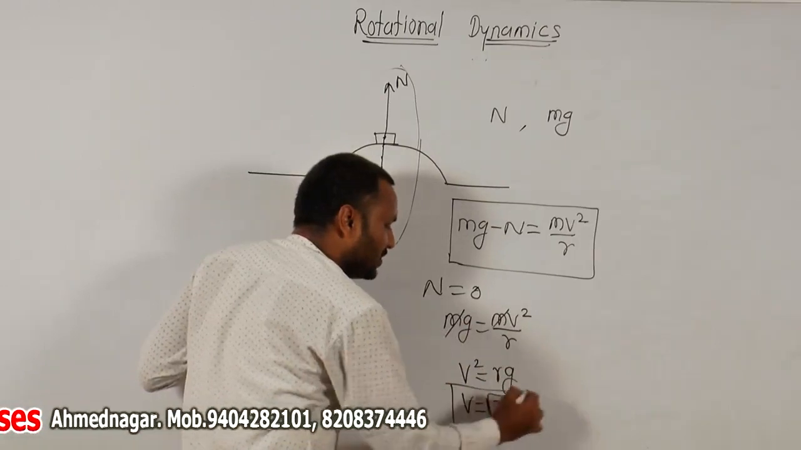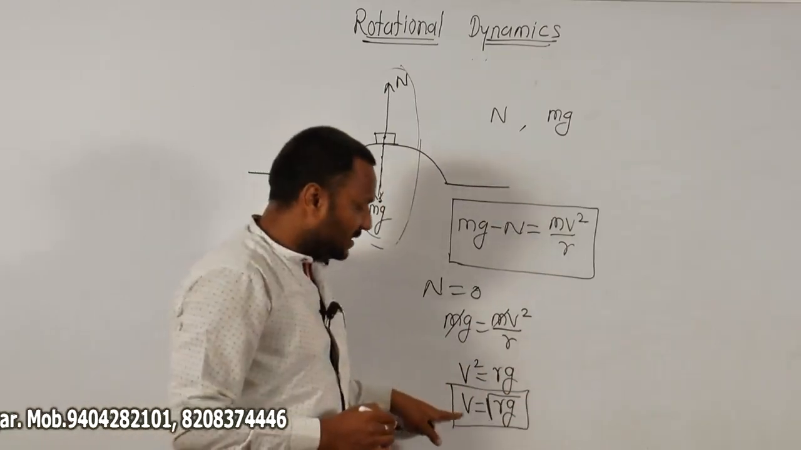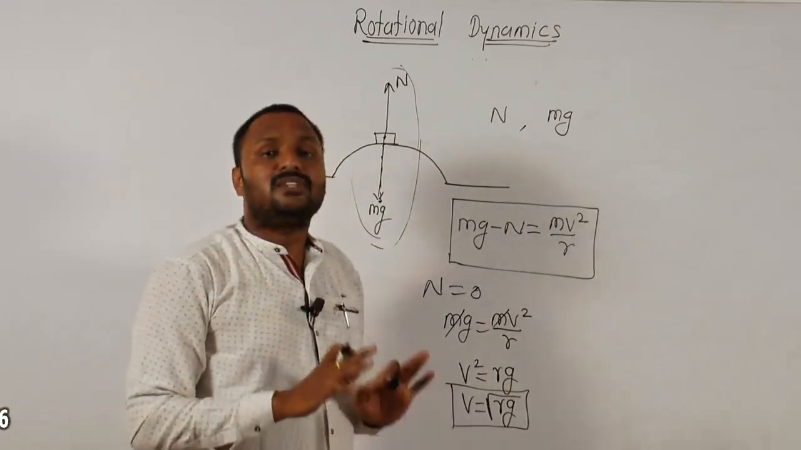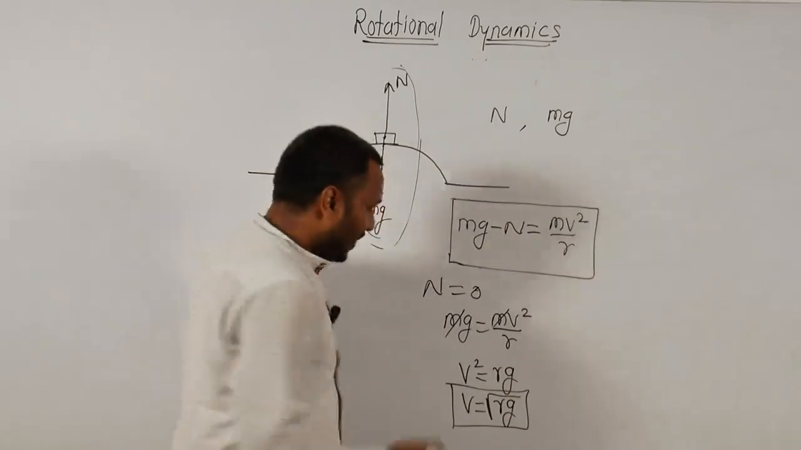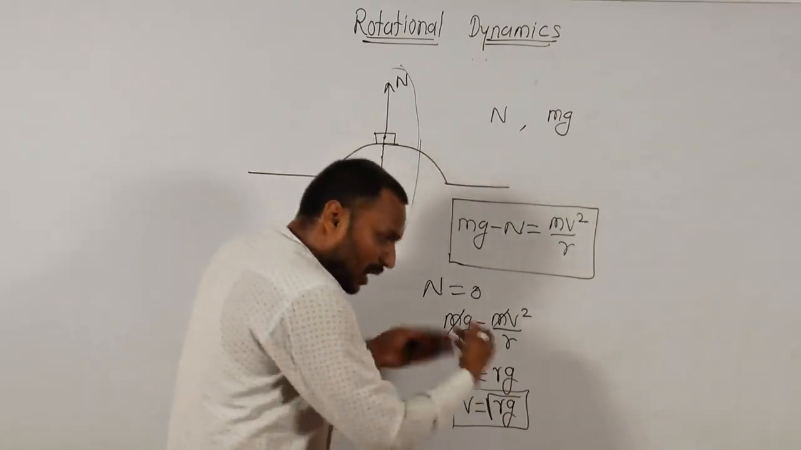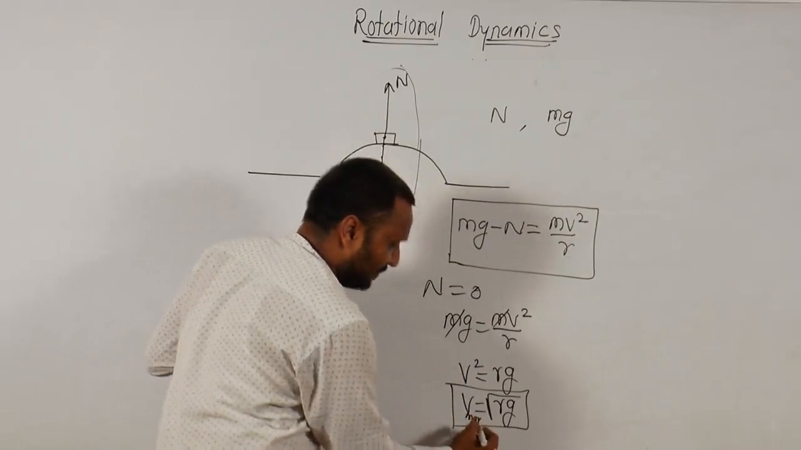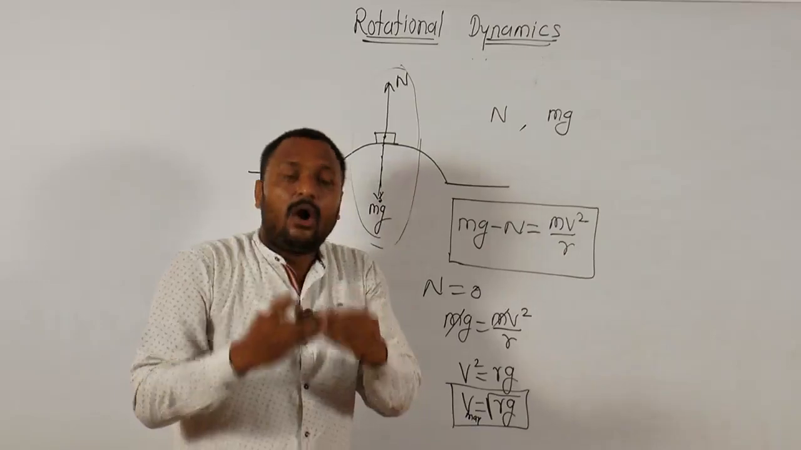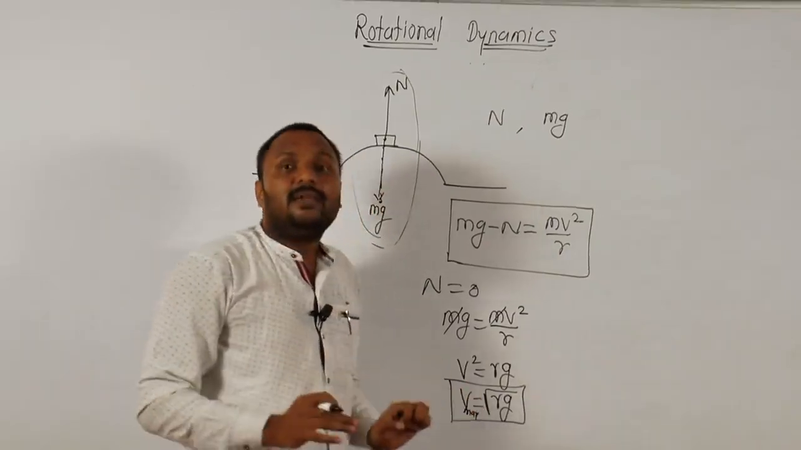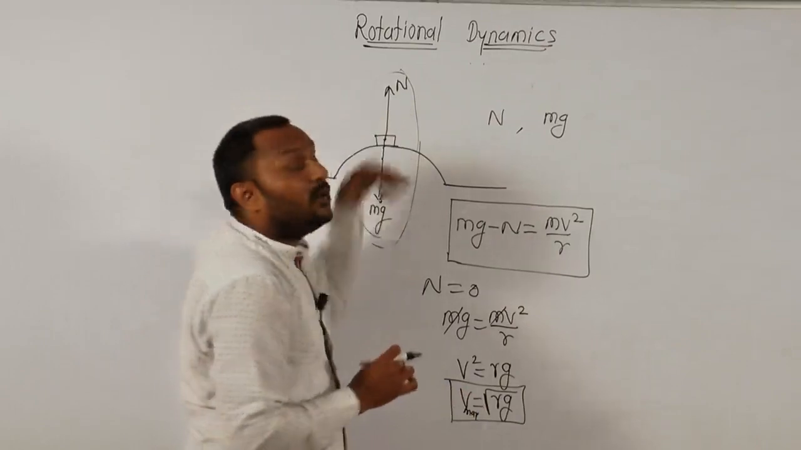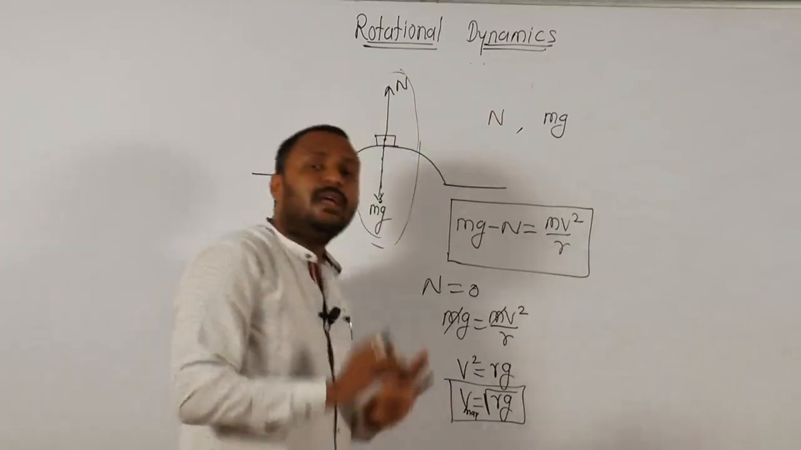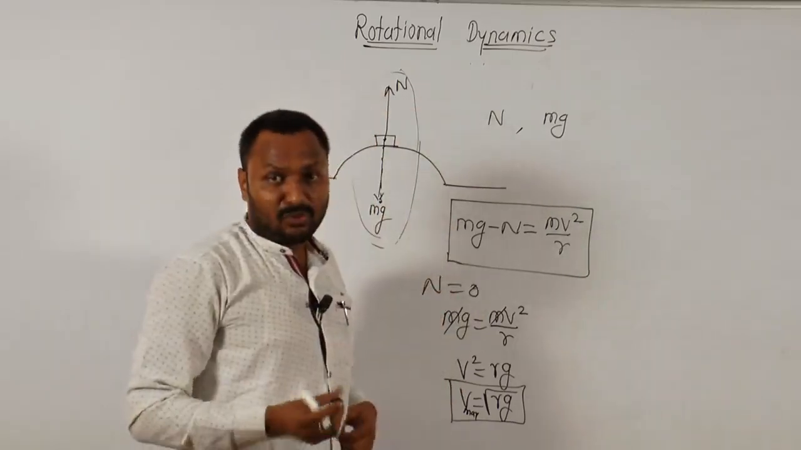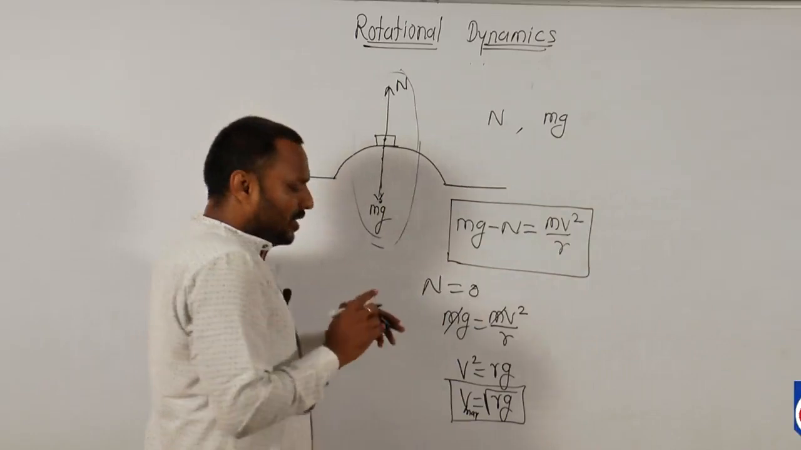Then how much is the velocity of this vehicle? This velocity is v equal to root rg. If the velocity is greater than this, then the vehicle does not contact the road. If the velocity is equal to or less than this, which is the maximum velocity, then and only then is the vehicle in contact with the road. If it is greater than this, it does not contact the road, and it jumps on the road. You already observed that once.